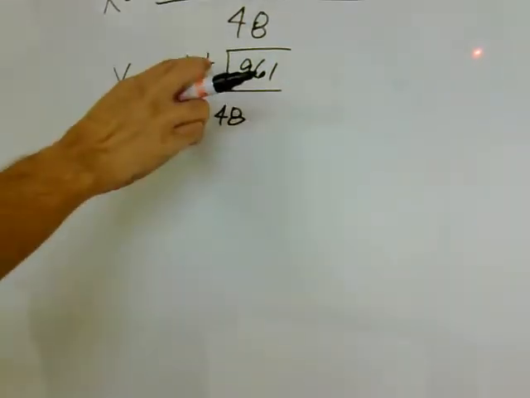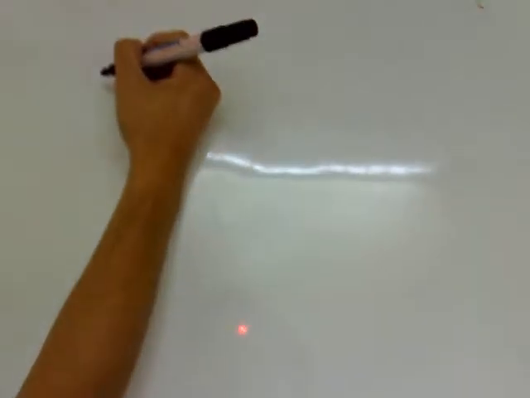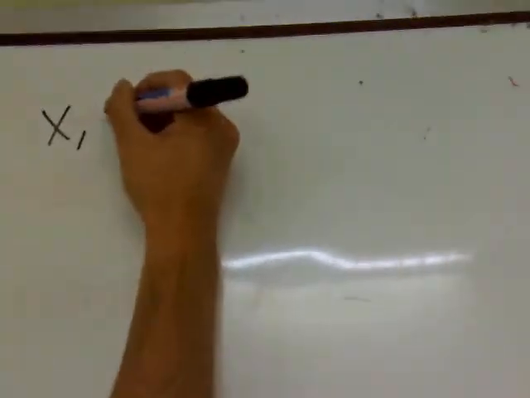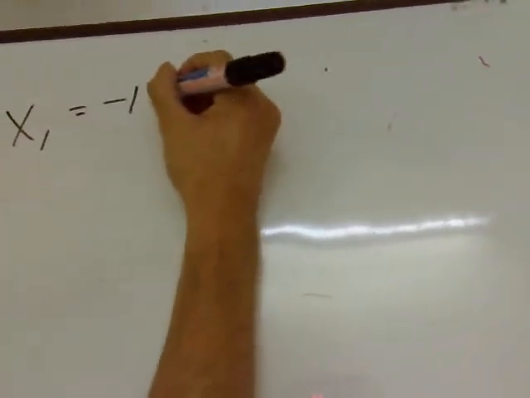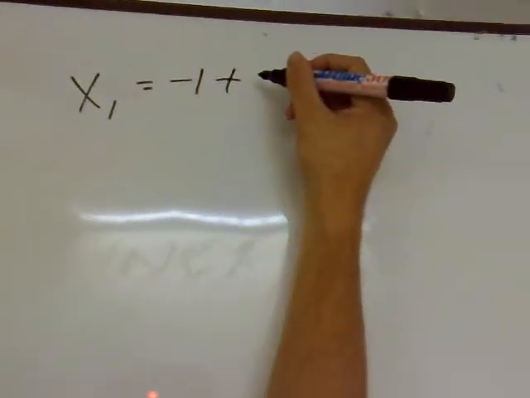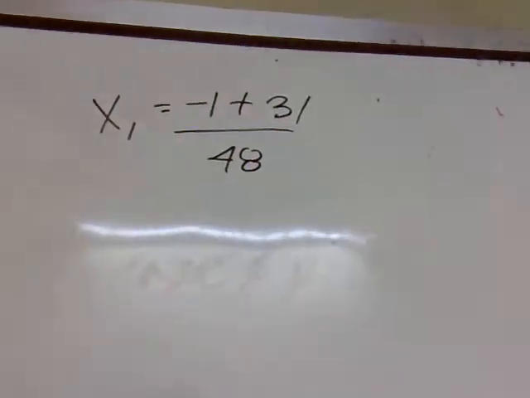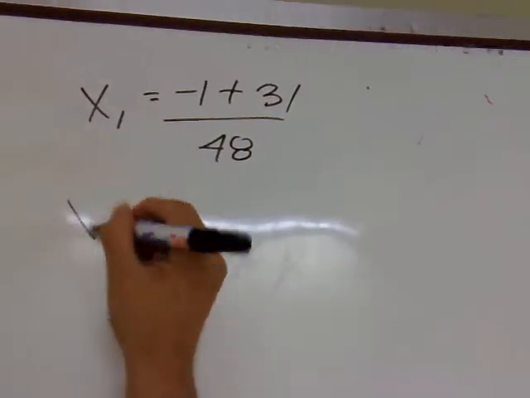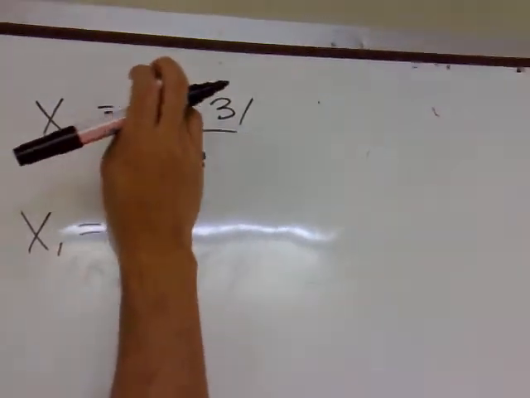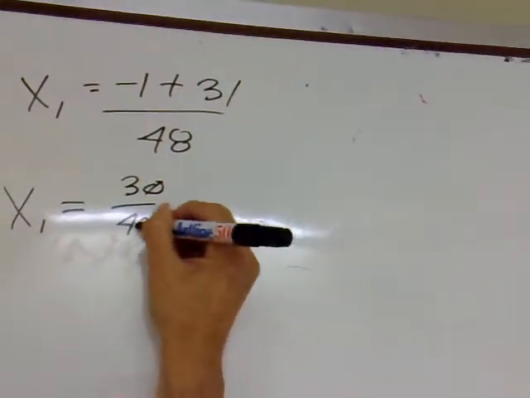Now, notice here I have a plus or minus. I want to go ahead and set x sub 1 as negative 1 plus the square root of 961, which is 31, all over 48. Next step, adding negative 1 and 31, I get 30 over 48.